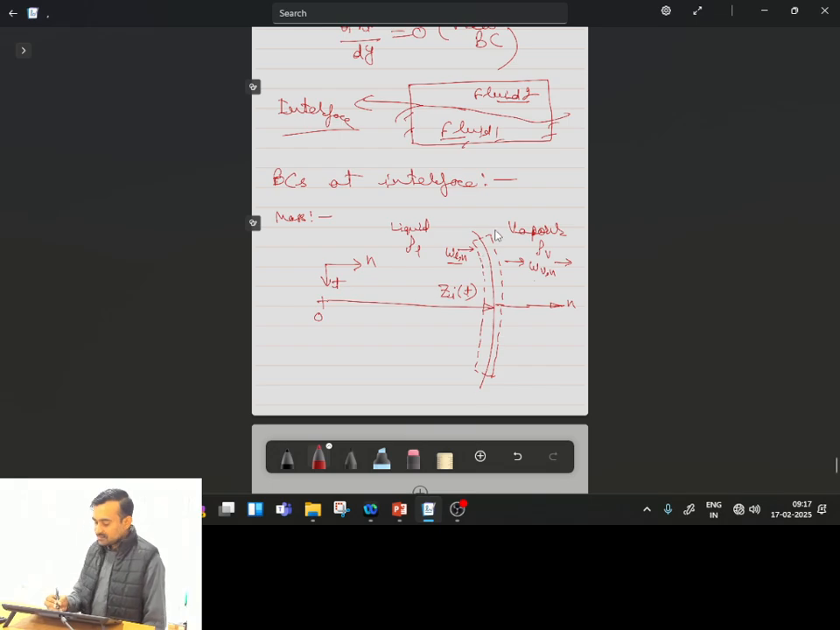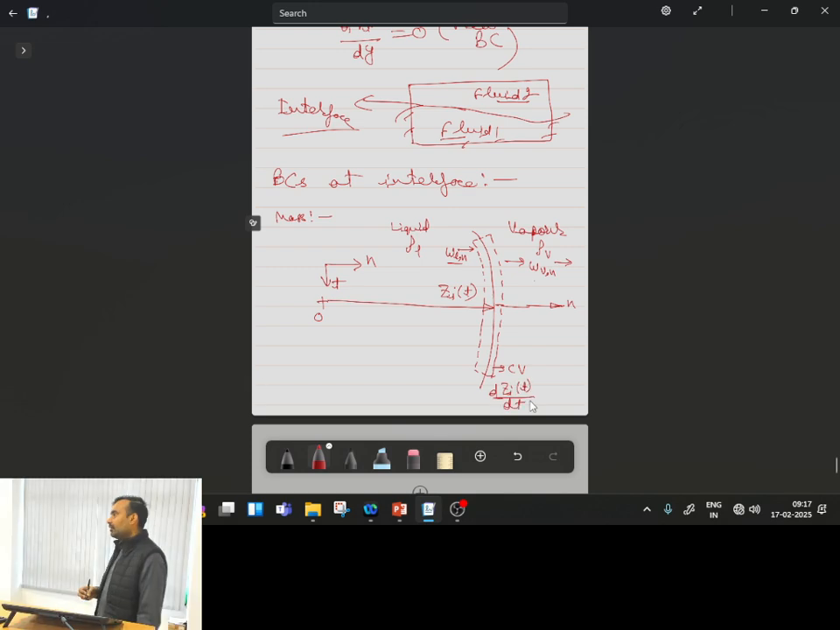Another assumption is that the interface is of infinitely small size. So whatever control volume I have drawn at the interface is infinitely small. Now if you consider that the interface is changing its position with time, what will be the velocity of the interface? The velocity of the interface will be dZi by dt. Zi is the interface position as a function of time, so its derivative with respect to time gives me the velocity of the interface.